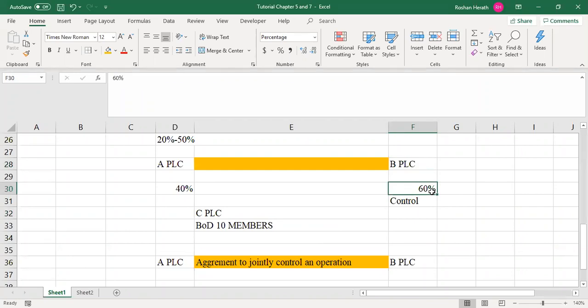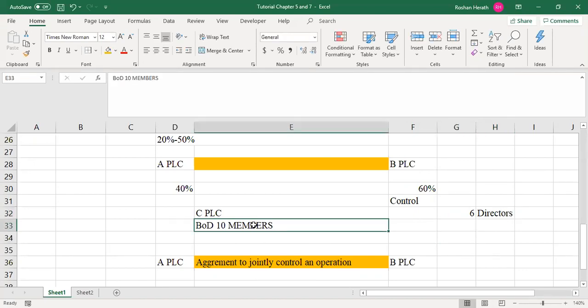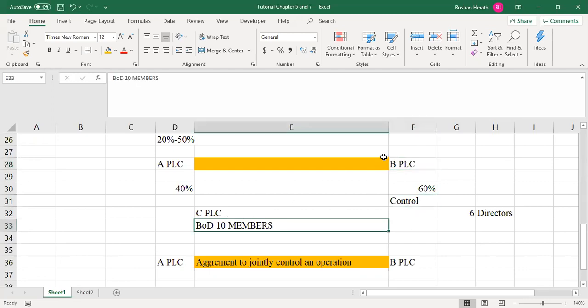One share is equal to one vote, so when it comes to C PLC, you have voting rights of 60%. If you have 60% voting rights in a situation where there would be 10 members in the board, you have a capacity to appoint 6 directors. If you appoint 6 directors, you have the majority of the directors, and decisions always go by the majority, which is always enjoyed by B PLC. That's how I would claim that B would control C, through the majority of the shares.